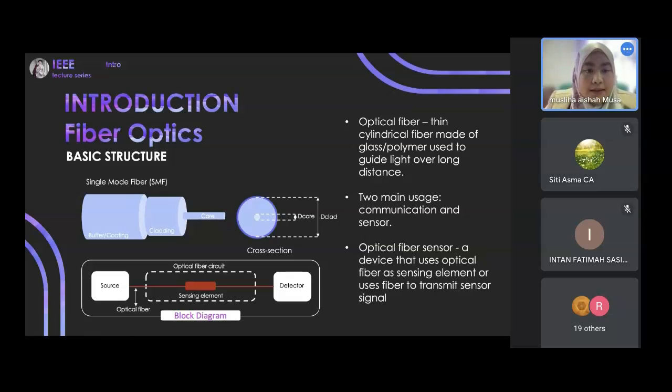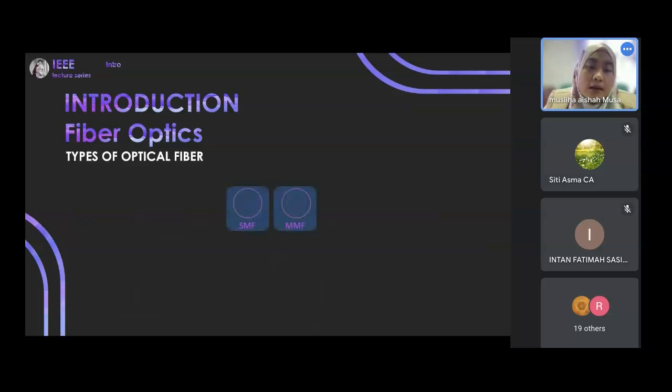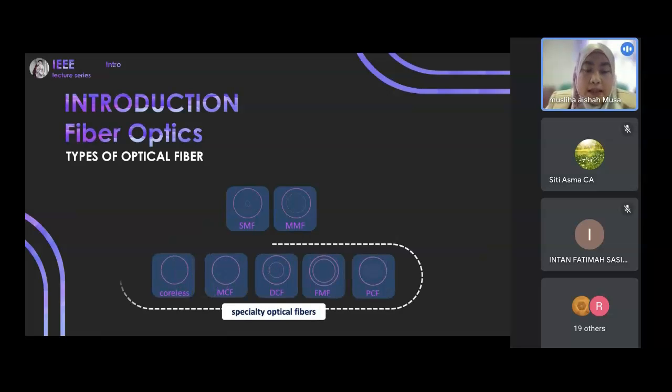Okay. Next is the types of fiber optic. Normally we use single mode fiber and multi-mode fiber for fiber optic sensors, but there are many specialty fibers out there, such as porous fiber, multi-core fiber, double clad fiber, few mode fiber, and also photonic crystal fiber. For my PhD, I used a double clad fiber to fabricate my sensor.